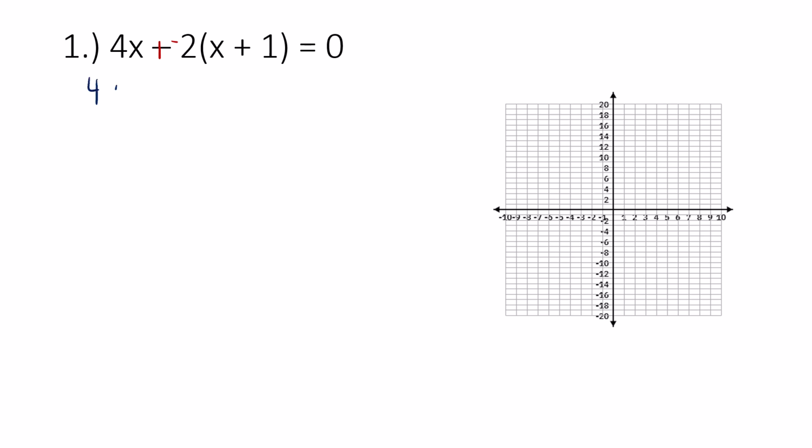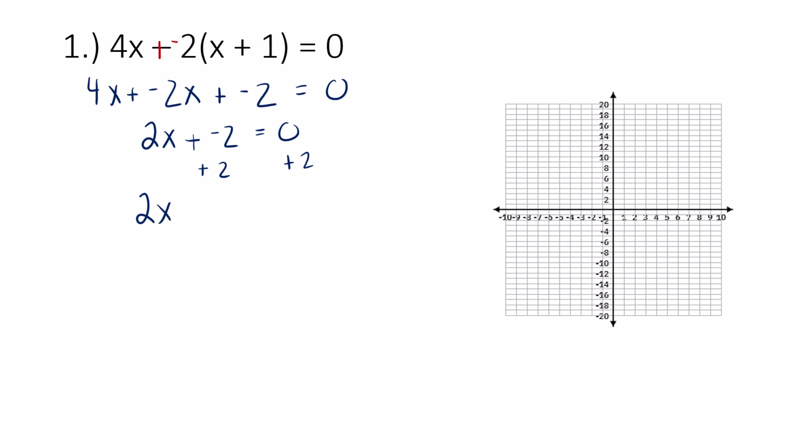So bring down the 4x. -2 times x is -2x, and -2 times 1 is -2. Combining our like terms, 4x plus -2x is 2x. And then isolating the x, we will add 2 to both sides of the equal sign. -2 plus 2 is 0, which is why those cancel out. And 0 plus 2 is 2.